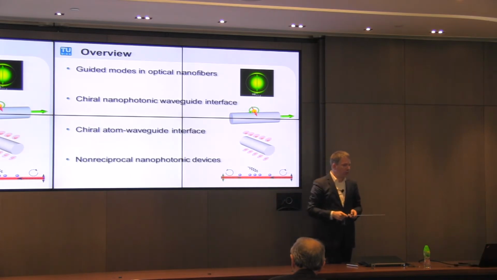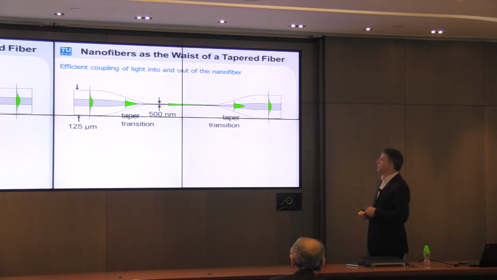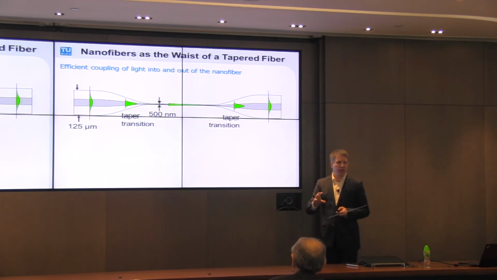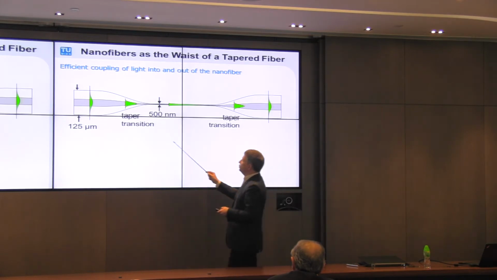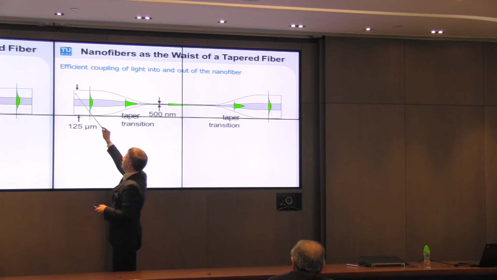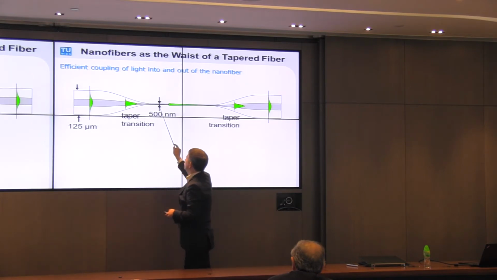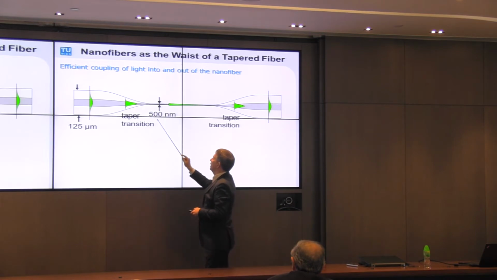Okay? So our nanofibers are realized as the waist of tapered optical fibers. So these are standard step index optical fibers, which we flame heat and pull in a very controlled way. And we reduce the outer diameter, which for the standard fiber is 125 microns, to a diameter on the order of half a micron or even less here.